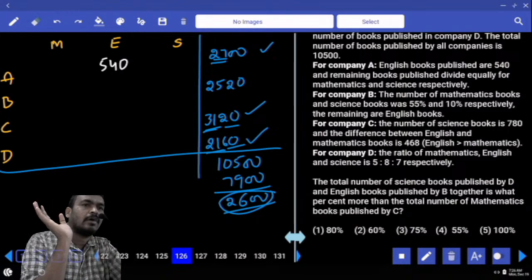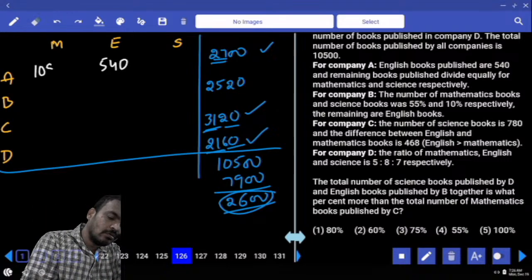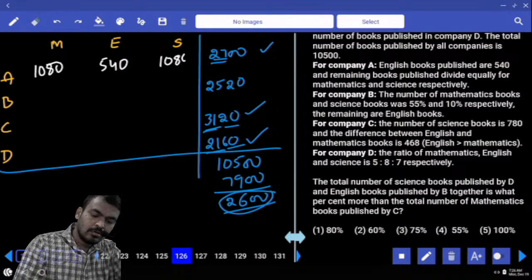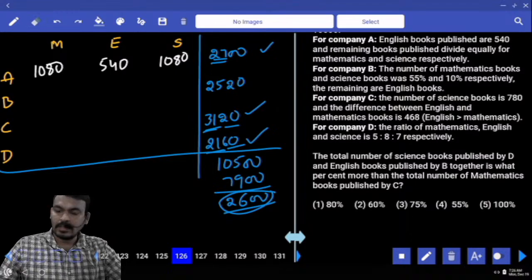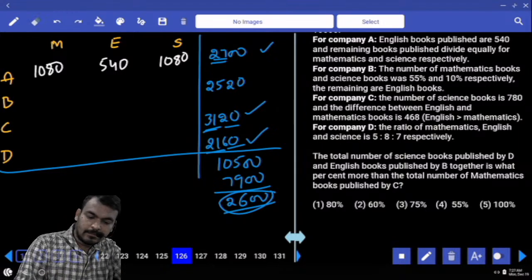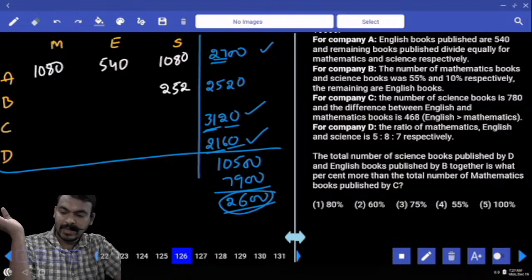What is the 20% value? 540. 40% value? 1080. If it is 1080, this one is also 1080. Next, company B. The number of mathematics books and science books was 55% and 10%. What is 10% of 2520? 252, or not?